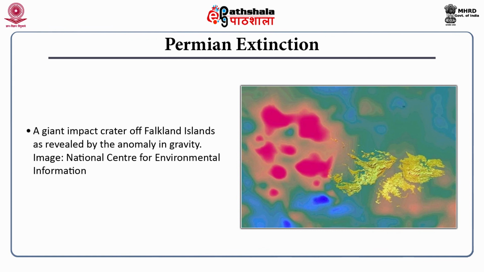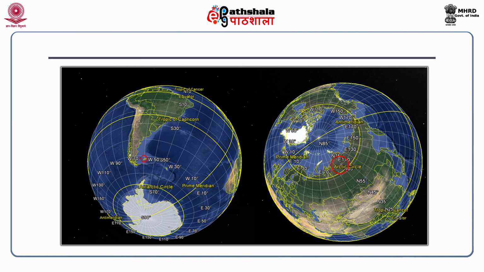So, for the Permian extinction event, the impact crater was off the Falkland Islands, as revealed by an anomaly in the gravity. So, why does most of this impact happen in the ocean? Because the Earth is mostly ocean, right? 71% of the surface of the Earth is ocean. So, chances are very high that a stochastic impact of an asteroid would happen in the ocean rather than on the land.